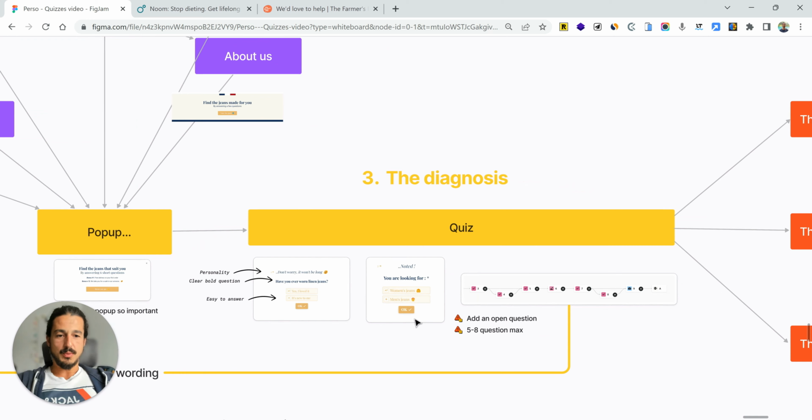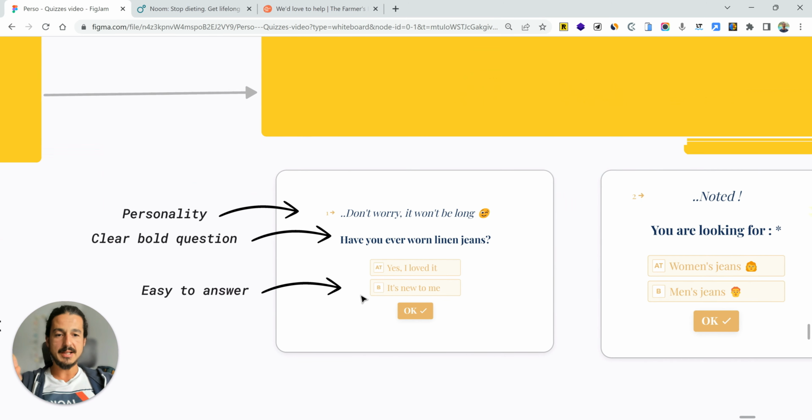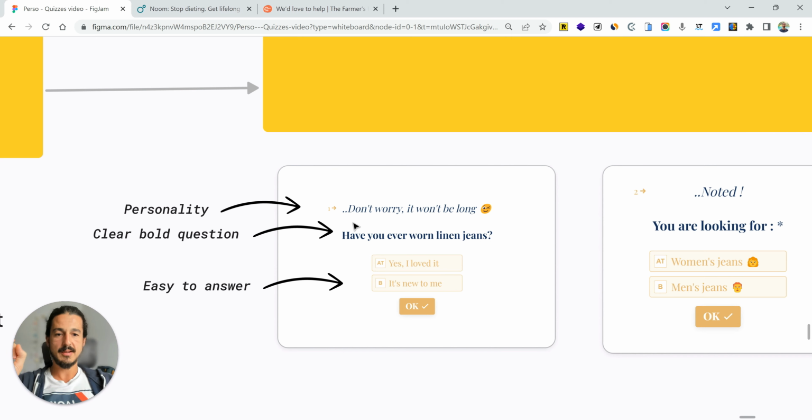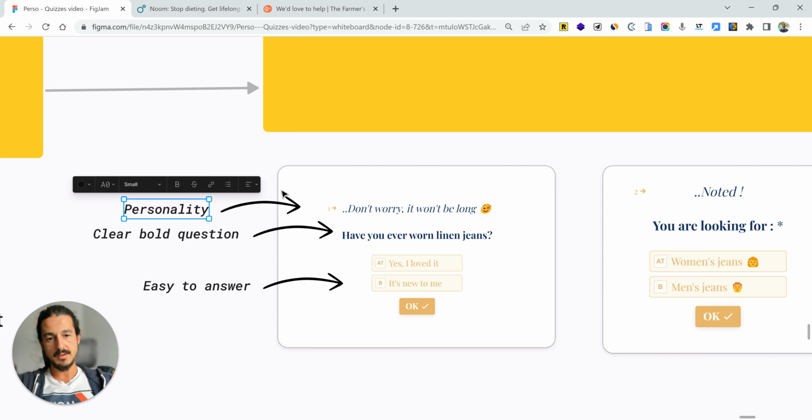What is special about the quiz? The first thing that I really like to do is to segment the question in 3 parts. I always have a first paragraph or section in every question that is in a different font. So here it's in italic, for example, and that will show the personality. For me, it's like every question I will react to the previous answer with the tone of someone talking normally with the customer.